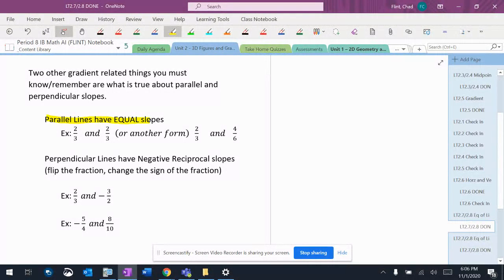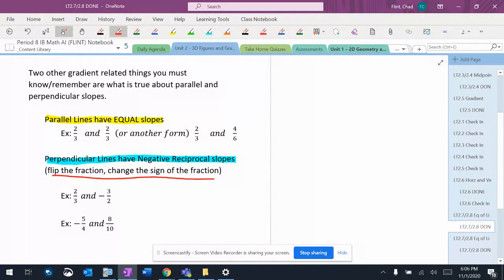Pretty much every question on the IB exam asks you something about either a parallel or a perpendicular line when this comes up, and you have to know these. Parallel lines have equal slopes, meaning they're the same. Perpendicular lines have negative reciprocal slopes, and that means flip the fraction and change the sign of the fraction.